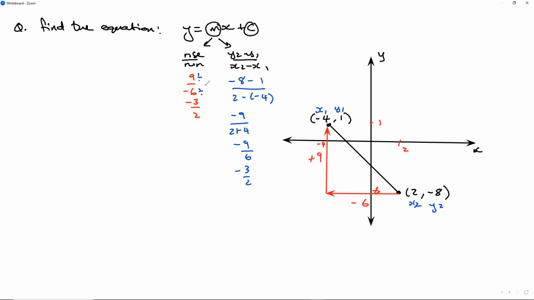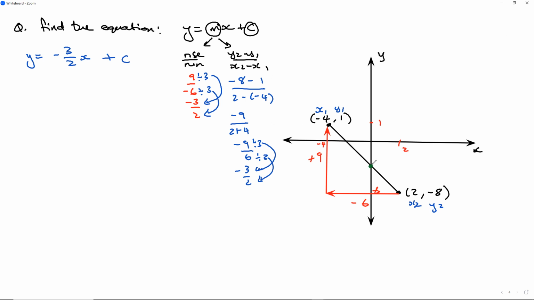Remember how to simplify a fraction. In this case, we're dividing by 3 at the top and the bottom. 9 divided by 3 is 3, 6 divided by 3 is 2. Dividing by 3 and 3 as well here to get the same answer. So what is my equation's gradient? y equals -3 over 2 x plus c. All I need to do now is find the c value, and then I'm done.